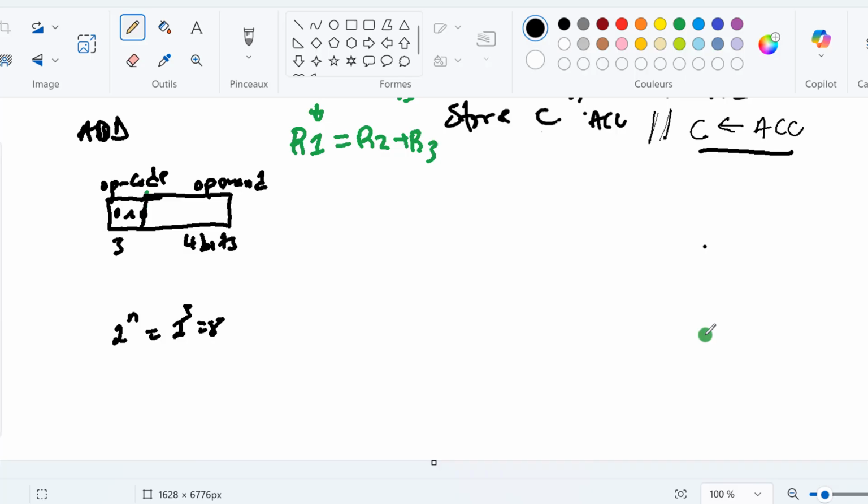The same thing. If they ask what is the total number of instructions we can access, or maybe the total number of data we can access, from here we know that the data that we can access to manipulate is at the level of the operand. So the answer will be what? 2 to the power 4, which is what? 16. So this is when they ask for the total.